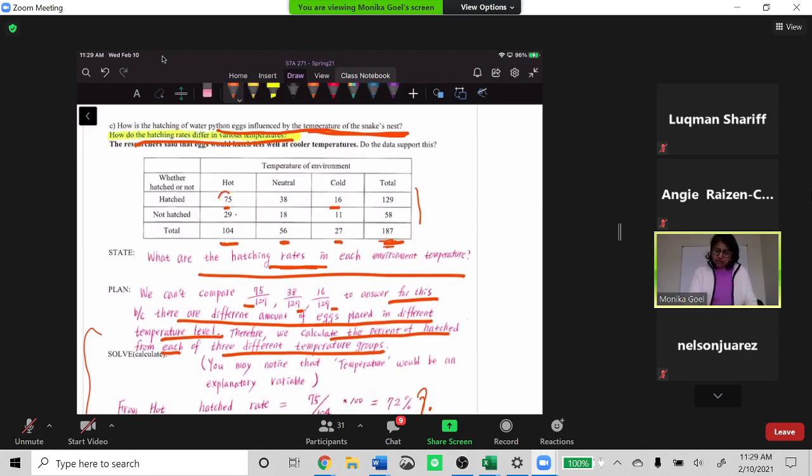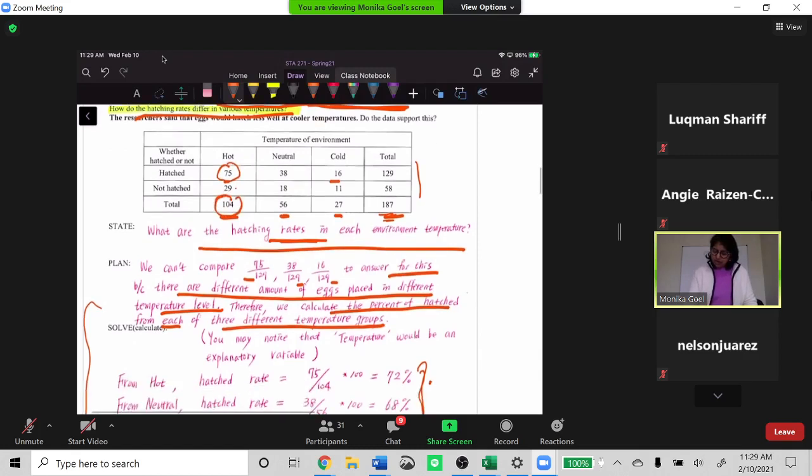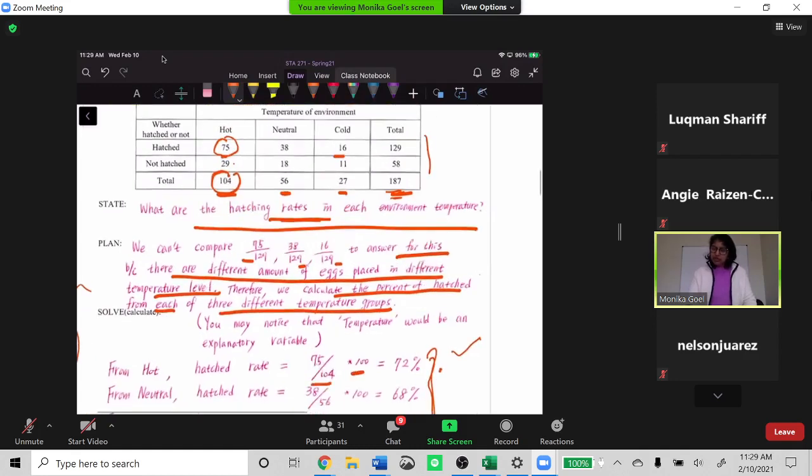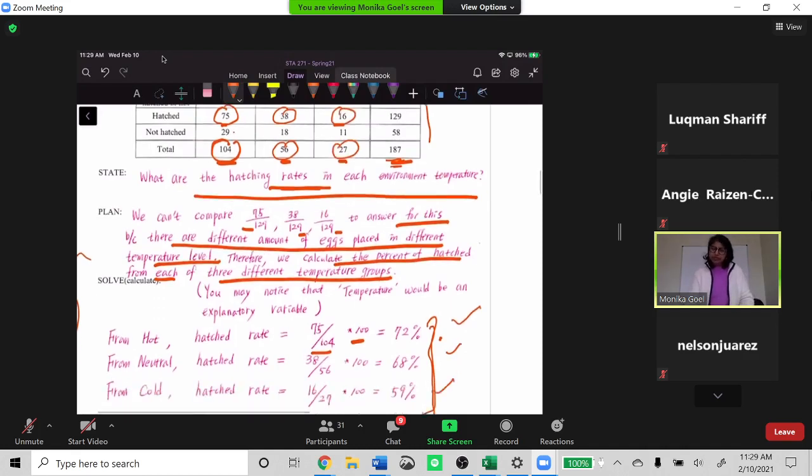So there were 75 eggs that were hatched out of 104, and I can look at that percentage. So 75 divided by 104, and again I'm multiplying with 100 to get the percentage, because percentages are easy to compare instead of just looking at the numbers in decimals. Same thing I can do for 38 divided by 56, and I get this, and 16 divided by 27, and I get this. So this is how you solve. So in the solve process, you will tell what exactly you are doing to compare that.